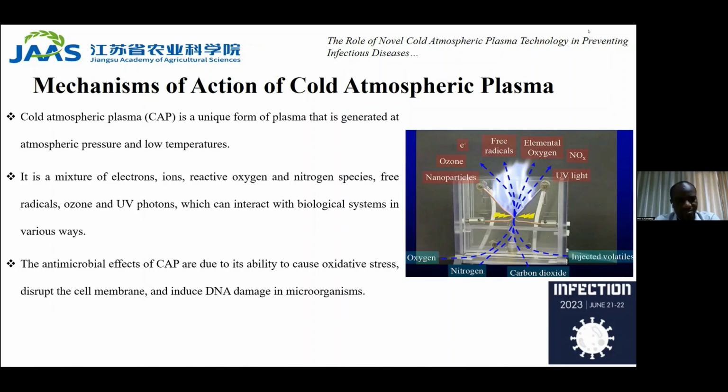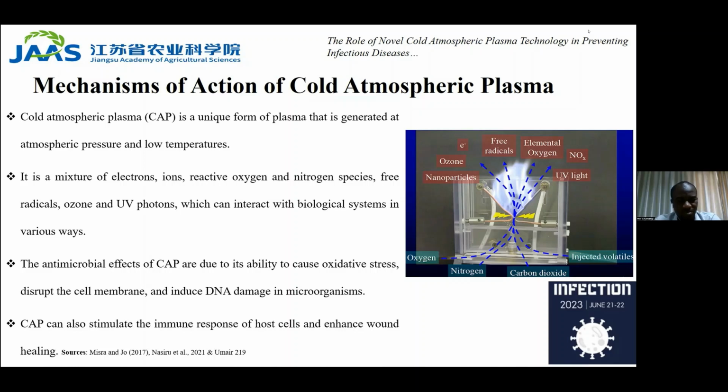The antimicrobial effects of CAP are due to its ability to cause oxidative stress, disrupt the cell membrane, and induce DNA damage in microorganisms. CAP can also stimulate the immune response of host cells and enhance wound healing. Here is a picture of generated cold atmospheric plasma, showing the free radicals and reactive oxygen and nitrogen species being generated, and the CAP uses gas to create the plasma.